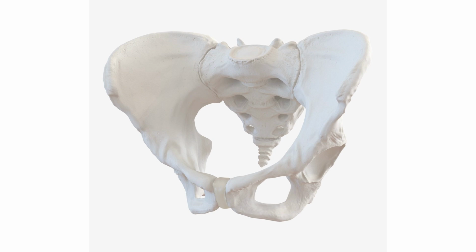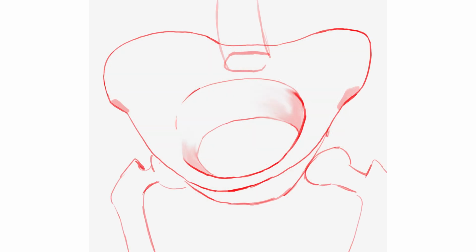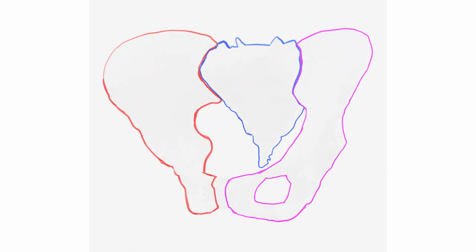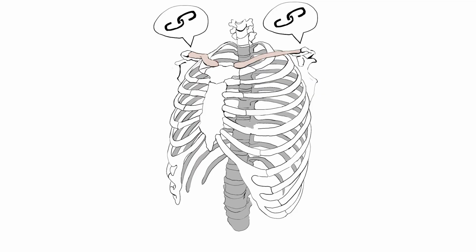The second thing we should consider is that there is a hollow to hold the internal organs. So that leads us to this shape, pretty close to the pelvis. In the end, we can divide it into 3 parts: the two hip bones and the sacrum.